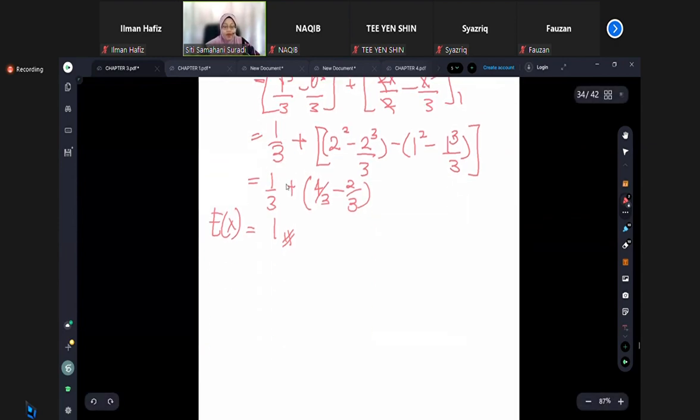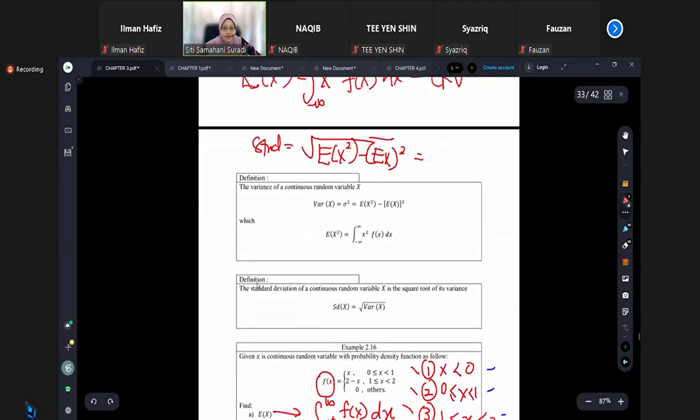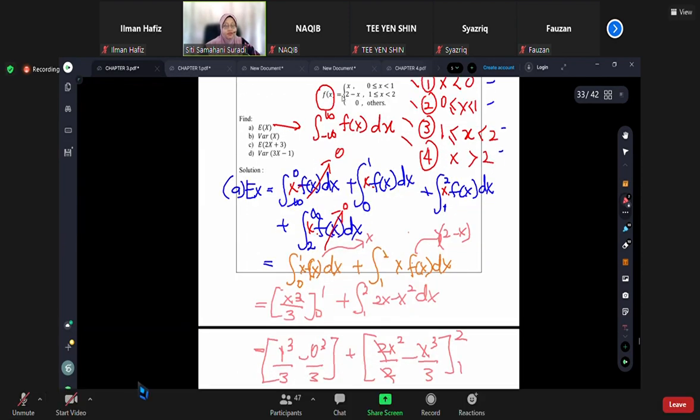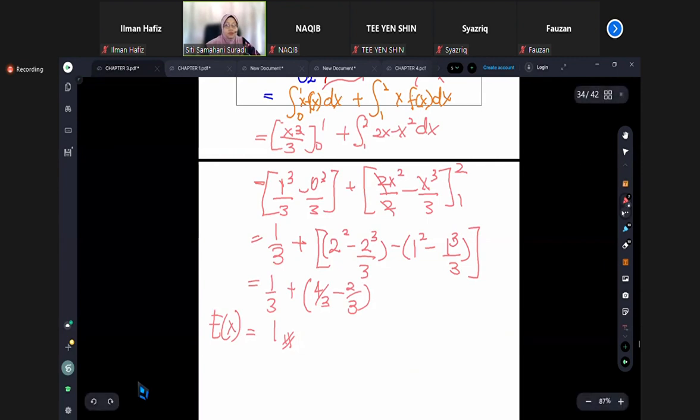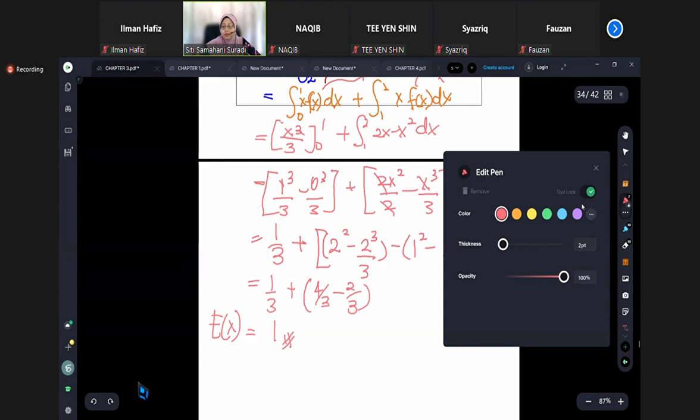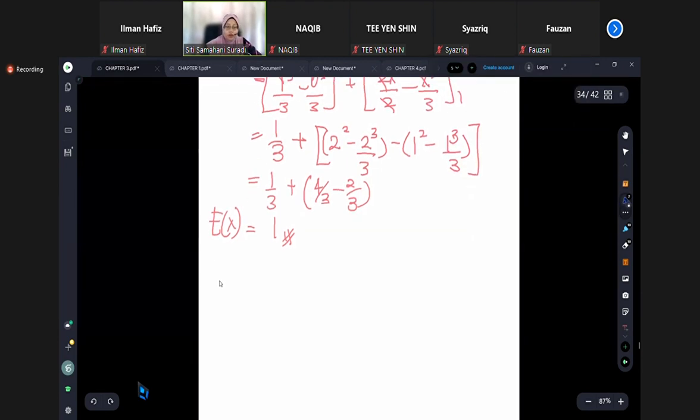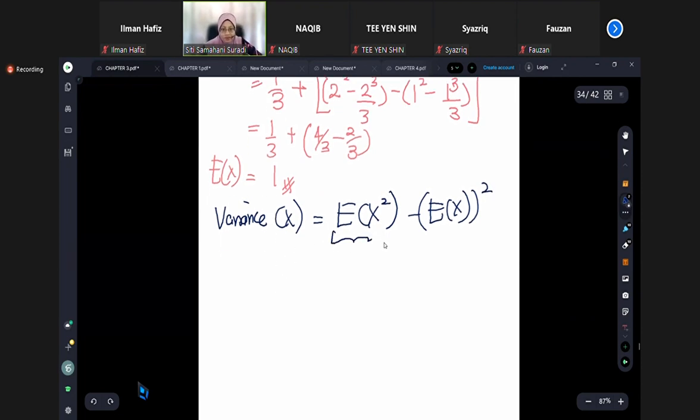Okay, so to get the variance, the other question is variance, right? We need to find the variance. Variance of X, so the formula is E[X power of 2] minus E[X] bracket power of 2. So you need to find this one first.